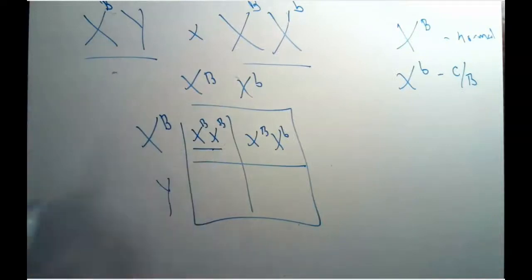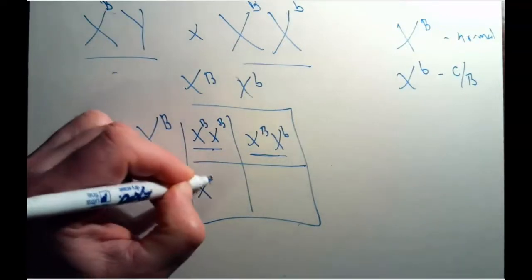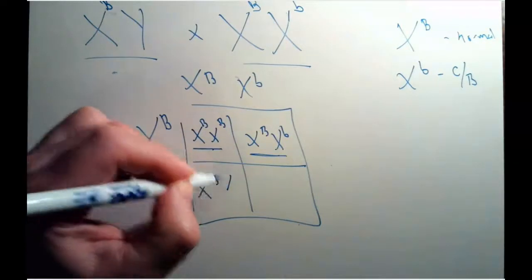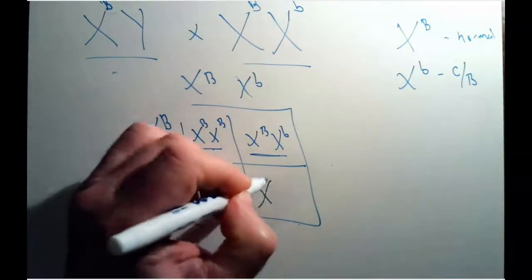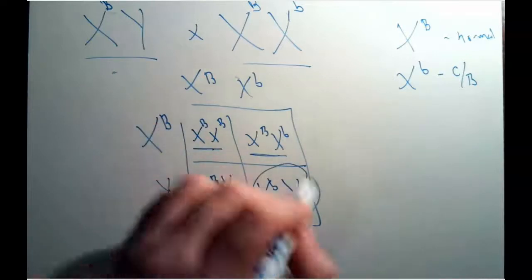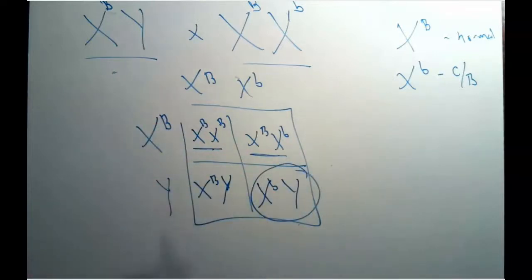Half of their daughters will be normal-seeing and have nothing but dominant alleles. And half of their daughters will be carriers, but all of their daughters will be able to see color. And then of their sons, half of their sons will see color. But there it is. Half of their sons will be colorblind. They're getting that color blindness from their mother.